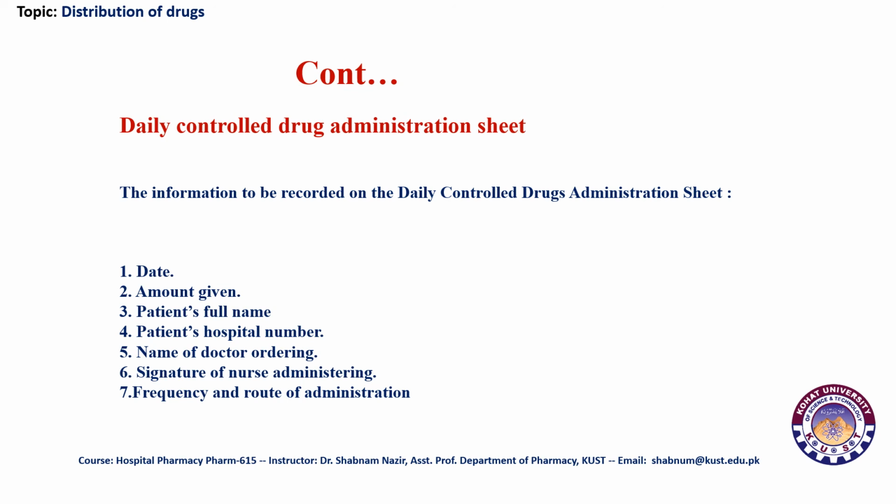These are the important pieces of information which must be there, and you can see that it encompasses everyone involved in the order and whoever is administering. Usually this is a complete record of who the drug has been delivered to, who administered it, and which physician gave the order. This is the crucial information recorded on the controlled drug administration sheet.